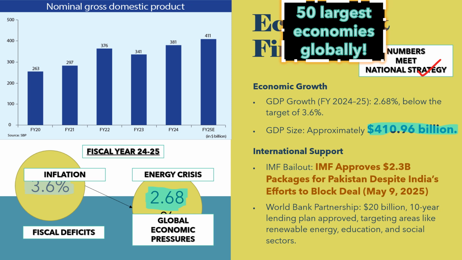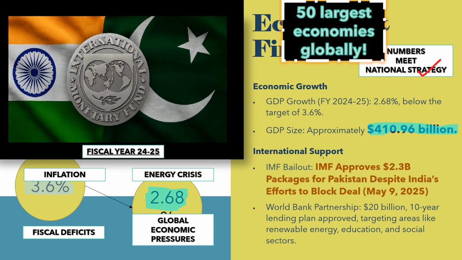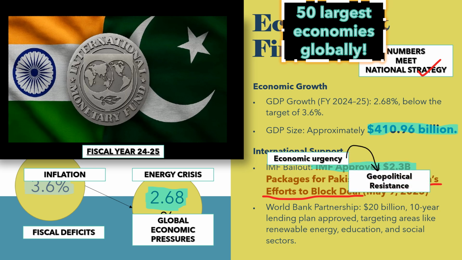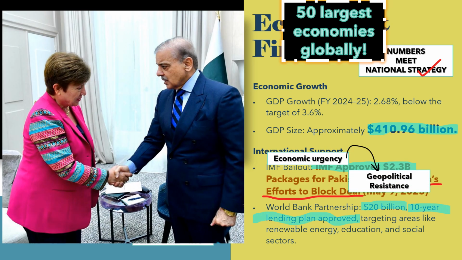Now here's where things get strategic. International support is playing a pivotal role. In a significant development, the IMF approved a $2.3 billion bailout package in May 2025, even in the face of diplomatic pressures, notably from India, to block the deal. This reflects not just economic urgency, but also Pakistan's geopolitical resilience. And there's more. The World Bank has greenlit a $20 billion 10-year lending plan targeting key development sectors like renewable energy, education, and social protection.